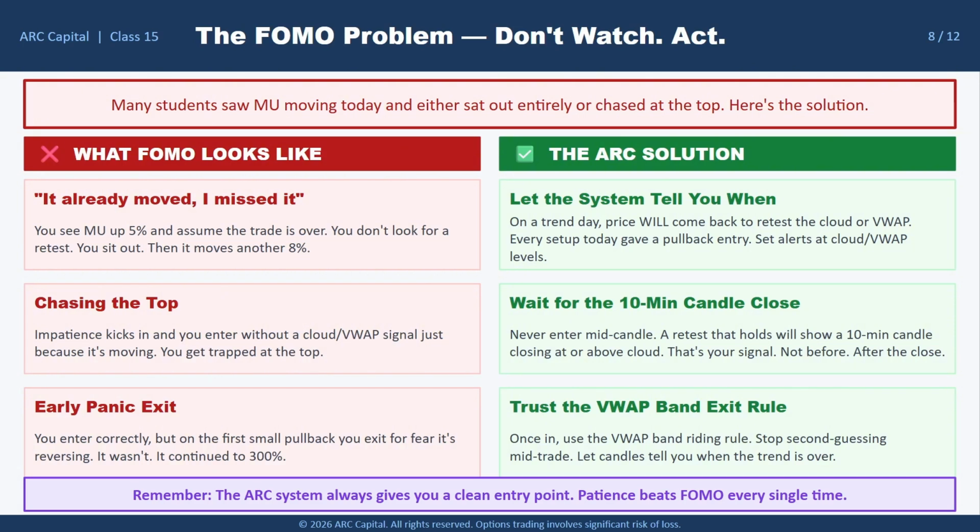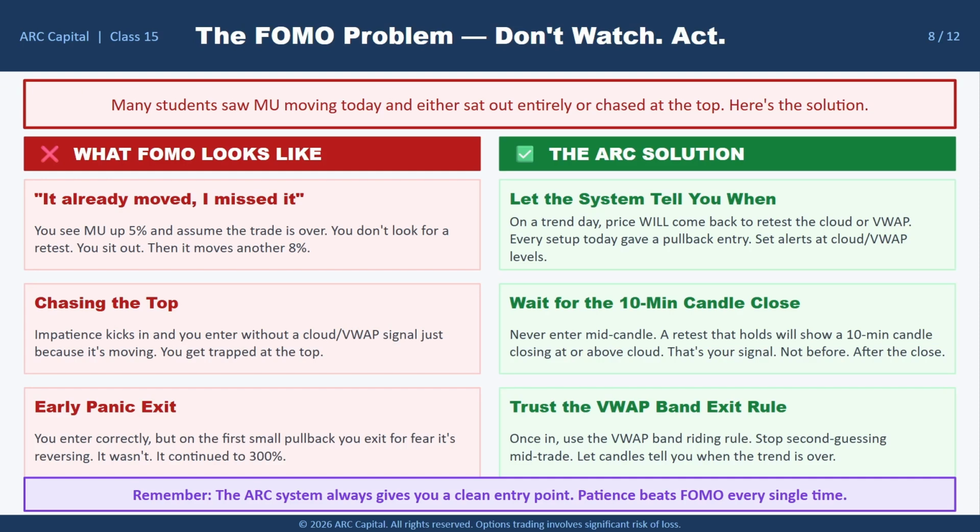Don't control a FOMO because things pull back. It may not pull back. It may go another $10 up, but then it'll pull back. And if it's strong, it will continue after that pullback. Let the system tell you. Every setup today gave a pullback entry. Set your alerts at the cloud or VWAP. This is what you sit and wait for. You sit and wait, watch that push up, and then pull back into the cloud and give you your entry. That's what we wait for.